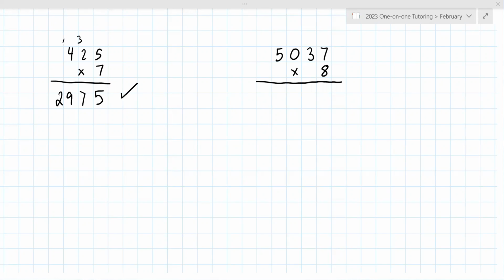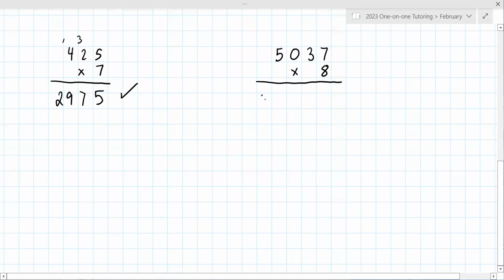I don't really know how to say this, but... Just start giving me the digits. 4. Okay. 0. Okay. 2. Okay. 9. 6. Seems like it's correct. All right, good.